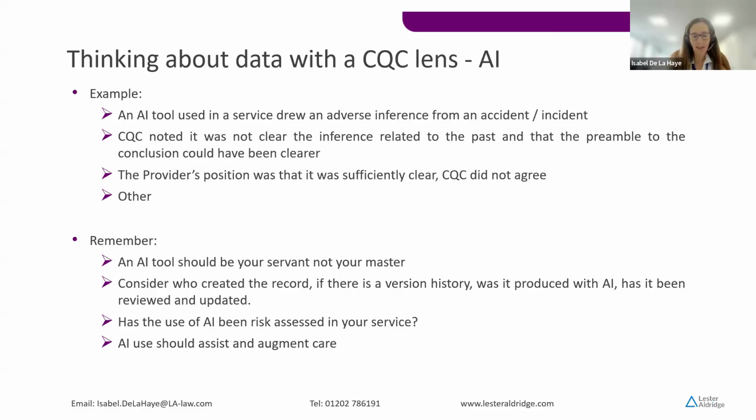An example would be that artificial intelligence may be defined as a technique that uses machines to replicate the capabilities of the human mind. So your policy should actually define what AI means in the context of your service. Consider who created a record, if there is a version history, if it was produced with AI, is that obvious, and has it been reviewed and updated? Has the use of AI been risk assessed in your service? And can AI be used to assist and augment your care? If you don't know that your team are using AI, how can you have governance of the same? It's really important that you have those conversations with your teams openly.